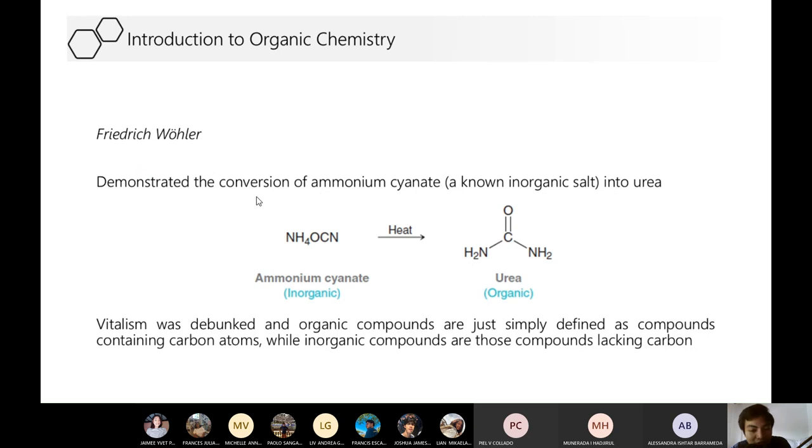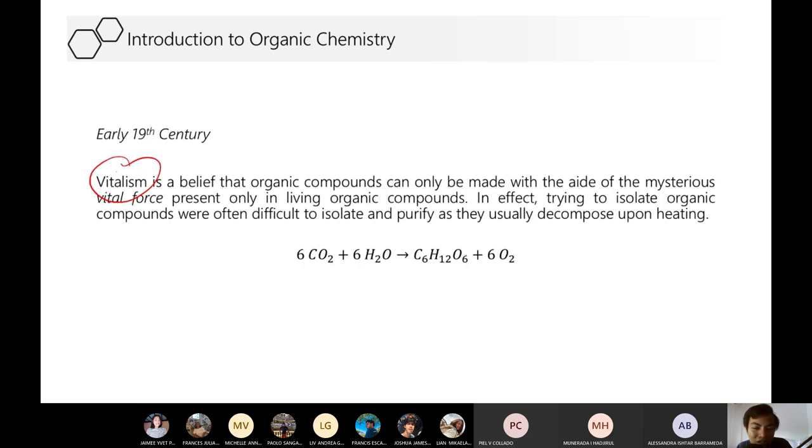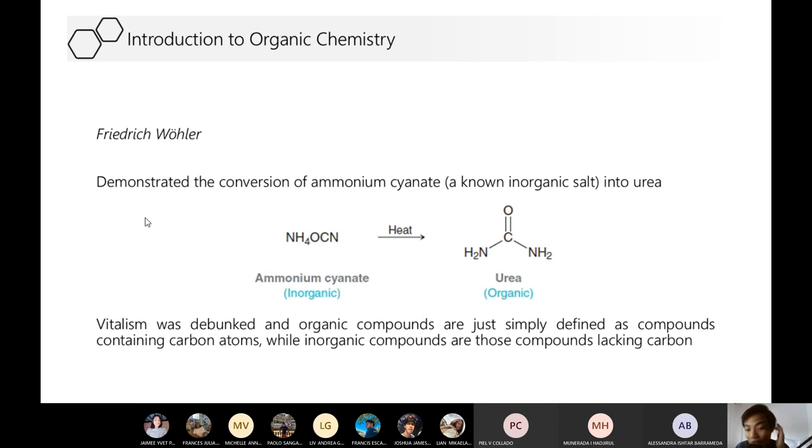Friedrich Wöhler, kaya bahala mag-pronounce, pero W's are pronounced as V's in German. So ayan, si Friedrich Wöhler. So ano yung ginawa ni Friedrich Wöhler? Sabi niya, hindi daw siya naniniwala sa concept of vitalism, that organic compounds can be created with vital forces. Hindi daw ganun. Pwede daw tayo makagawa ng organic compounds even without the vital force. So, paano niya na-discover yan?